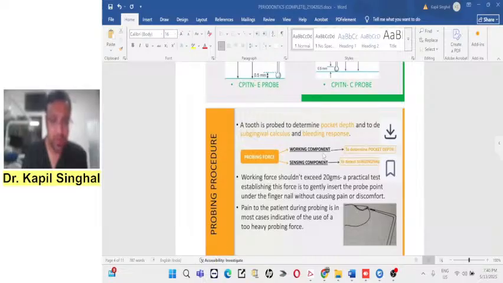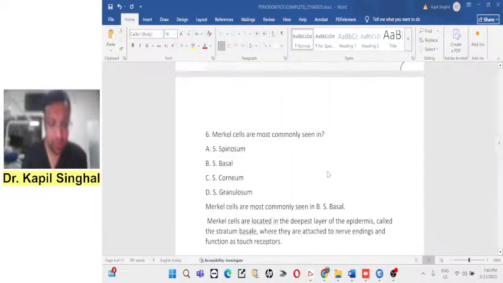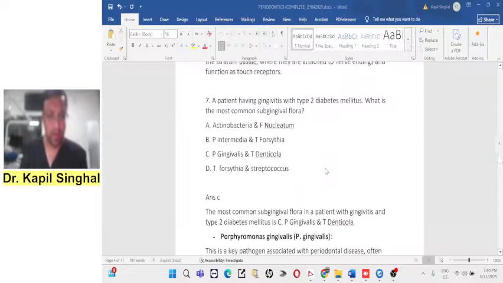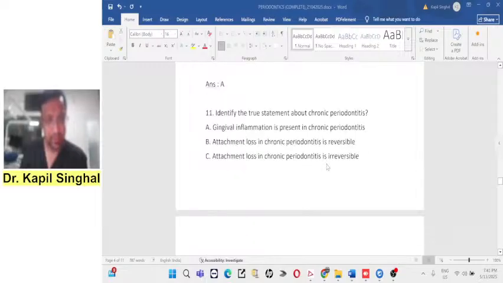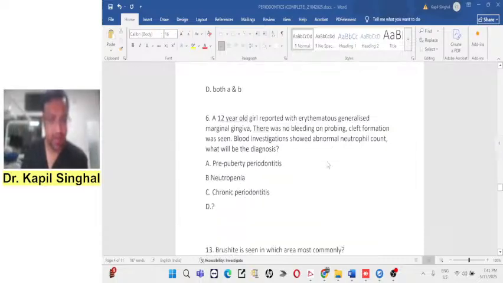If the option was working component as given in the option, even if the force was 30 grams, the answer would have been 20 grams if that was the option. If 20 grams was not in the option, then you would select 30 grams or 25 grams, whichever is the minimum. Okay. Next question. Yes, then option less than 20 grams is the best answer here, not 30 grams.